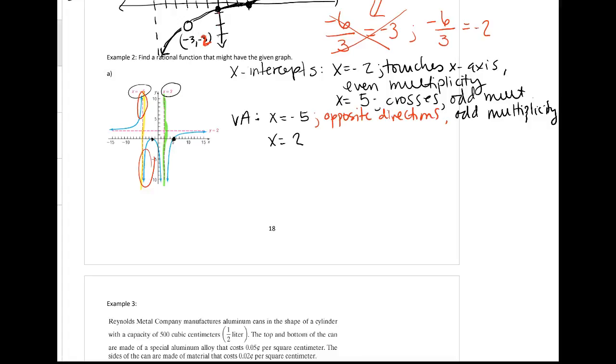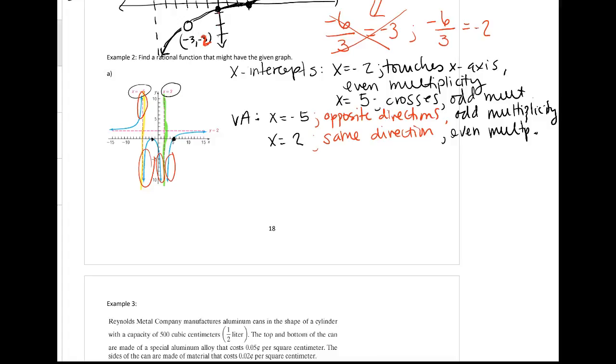Now, this is amazing, right? Look at the 2 curves approaching x equals 2. They are both heading down, the same direction. The same direction means we're going to have an even multiplicity. So I need to know even and odd because then I need to figure out what degree to give each factor.